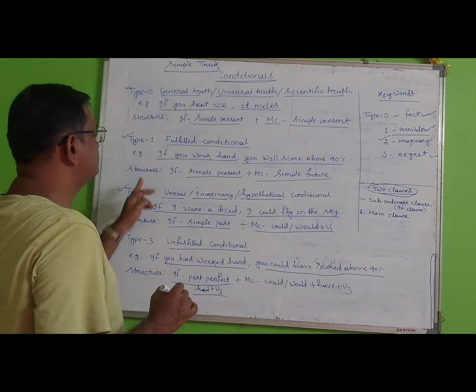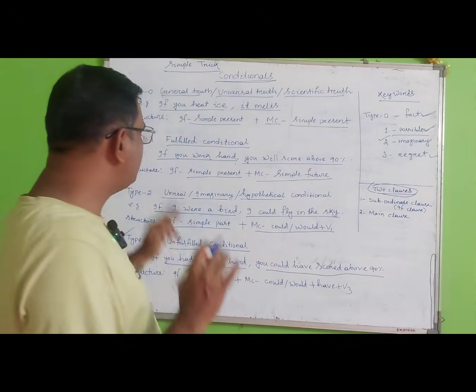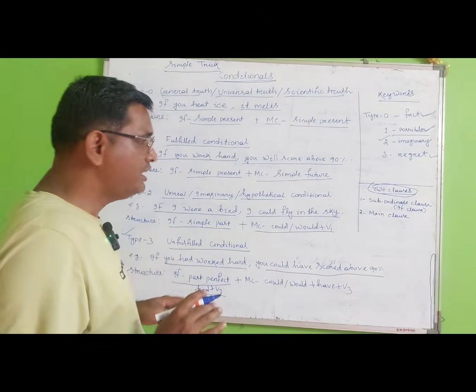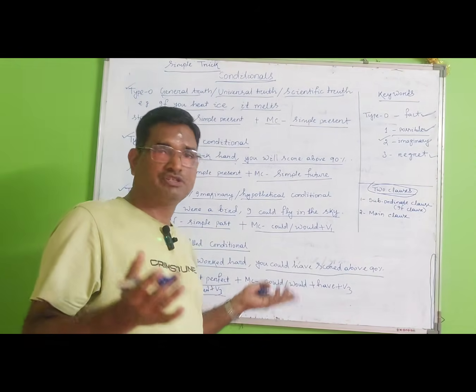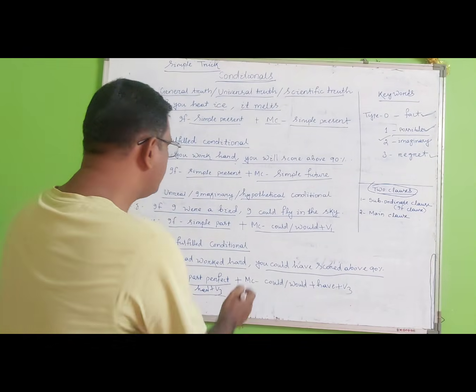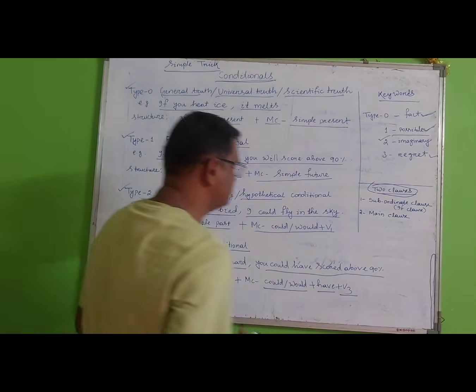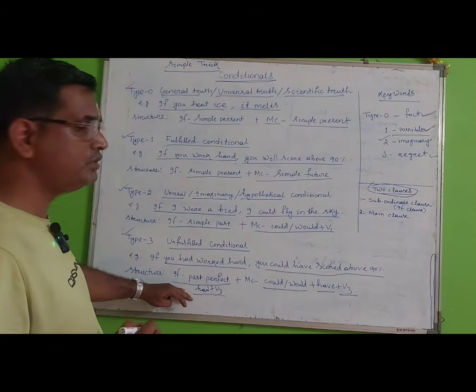To learn all the verb forms in conditionals, first of all, you have to go through tense, and you can watch my previous videos on tense. You can get all the verb forms clear. Next you see in the main clause it is could or would plus have plus verb 3. So this is the structure we have to remember.